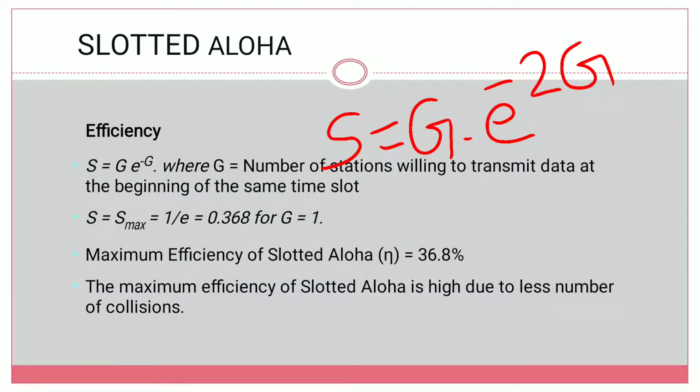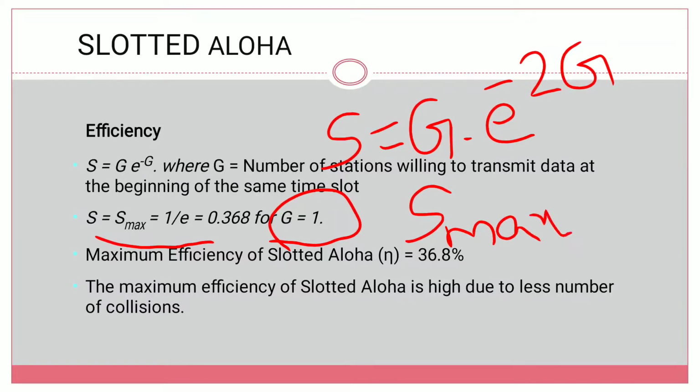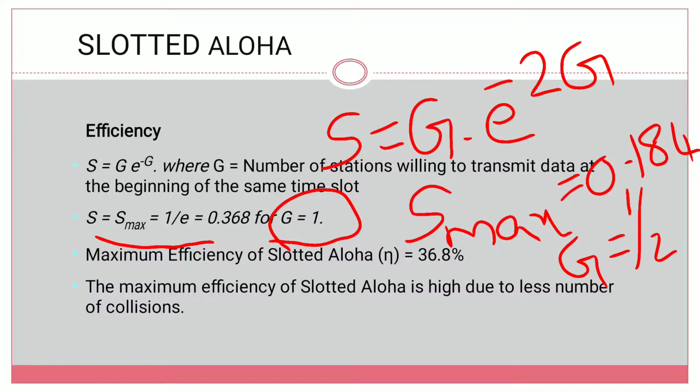The next important point is the maximum efficiency of slotted Aloha is 1/e, which is equal to 0.368, for one station, that is G = 1. Whereas in pure Aloha the maximum efficiency is S max = 0.184, which is for G = 1/2 station. So here is the difference between slotted Aloha and pure Aloha.